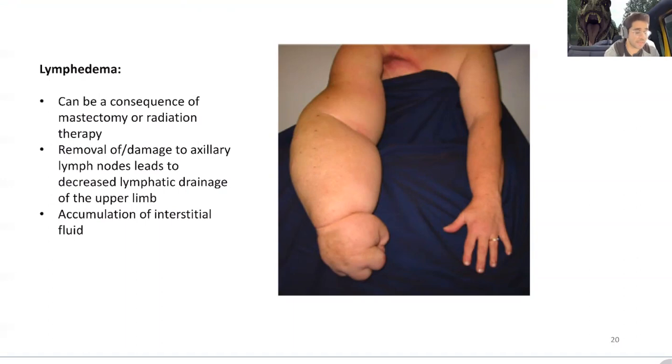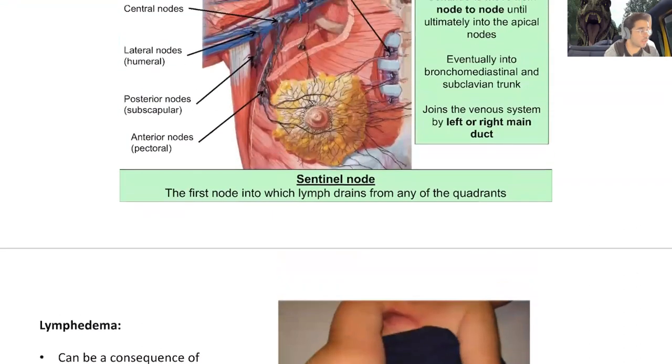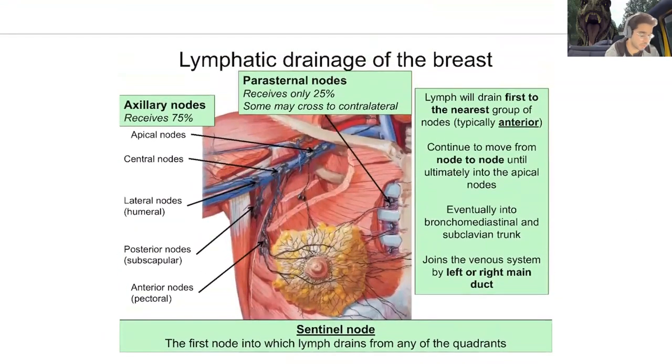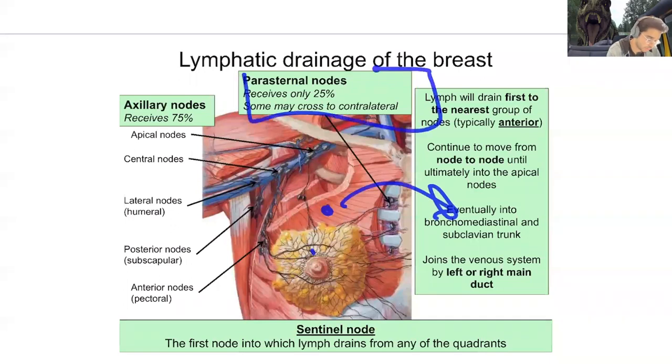What is for cancer? Metastasis is associated with parasternal nodes, especially if it's going to the opposite breast tissue, right? So if it's going from one breast tissue to the other, it's parasternal, okay? It may cross contralaterally. That's what they're trying to tell you here, okay?